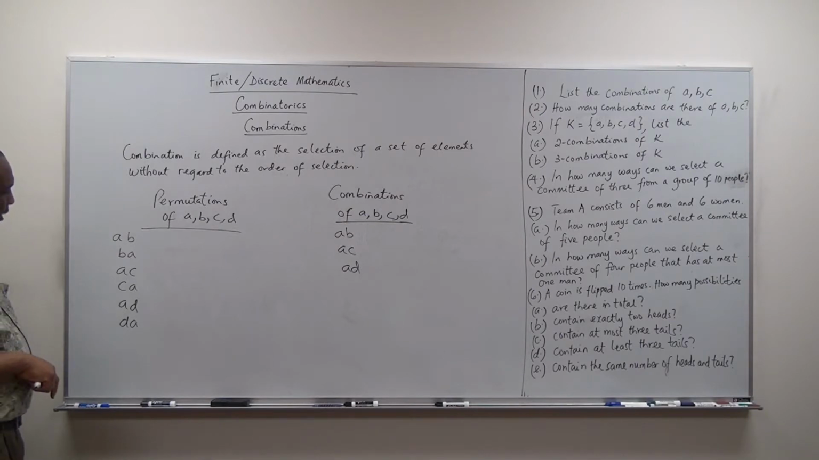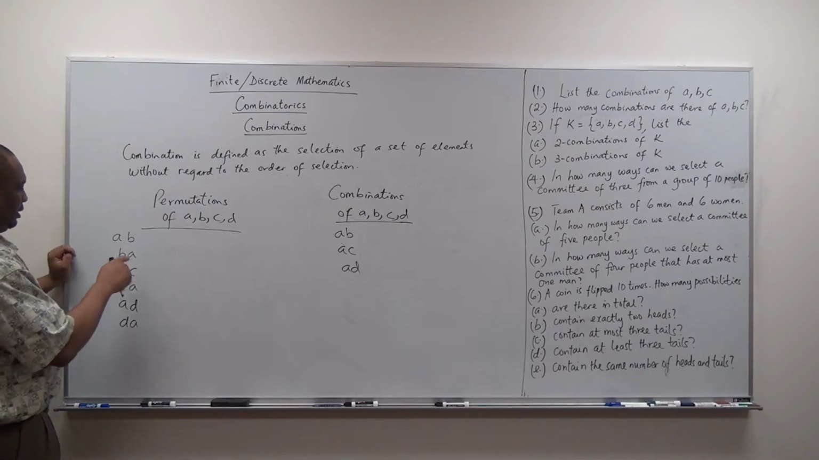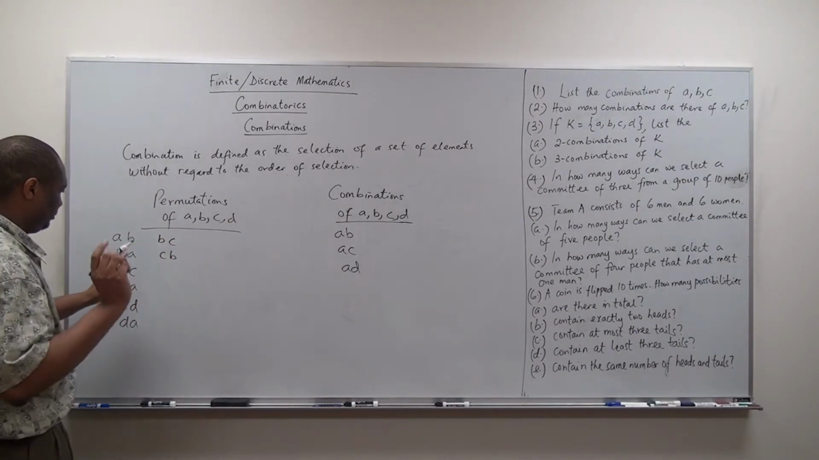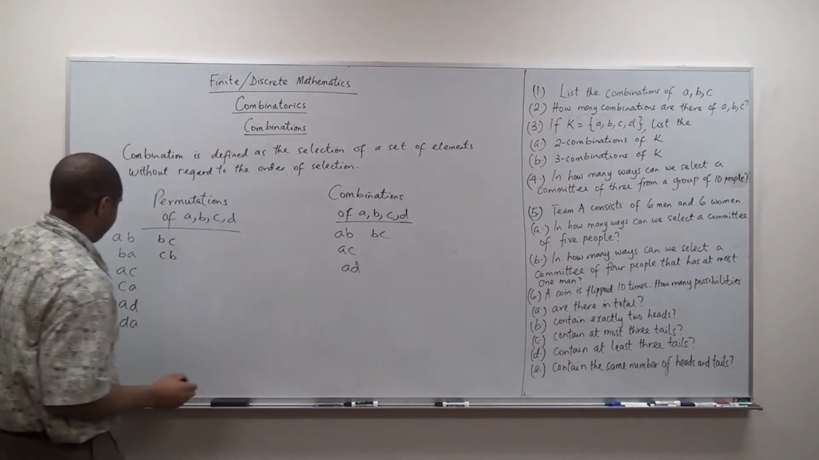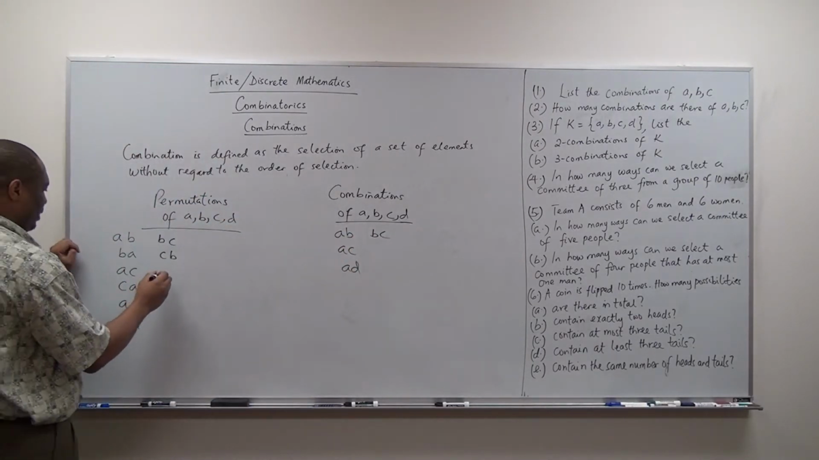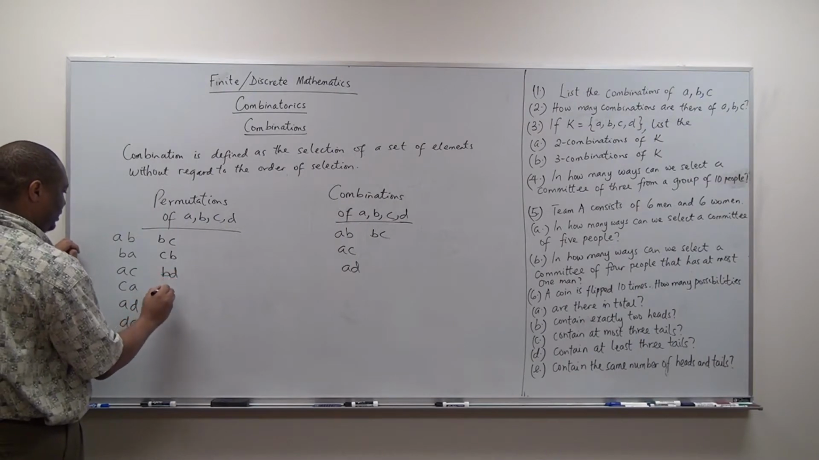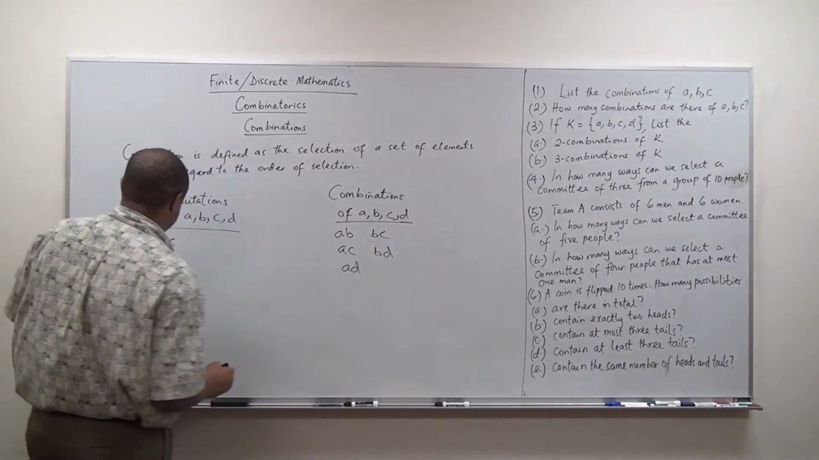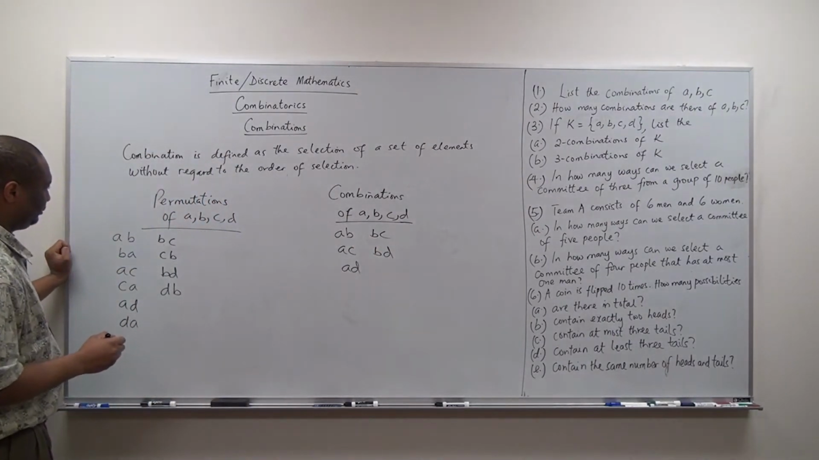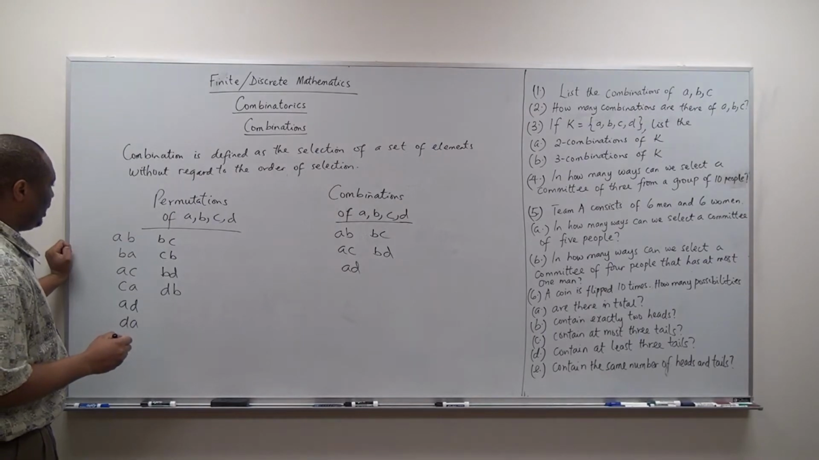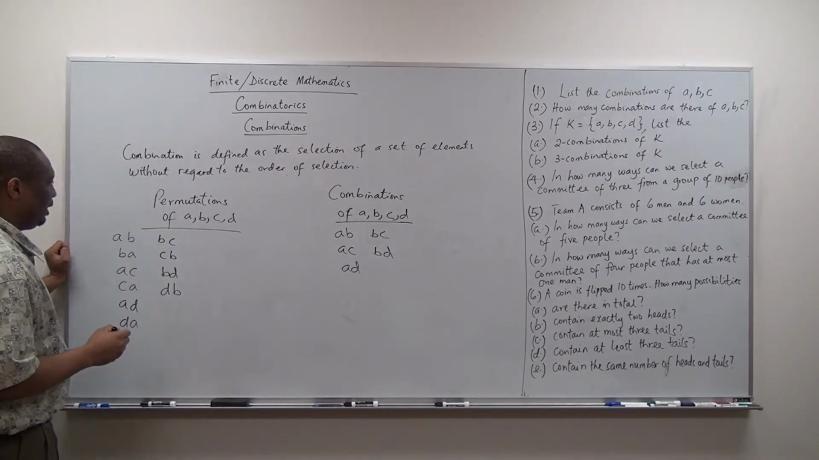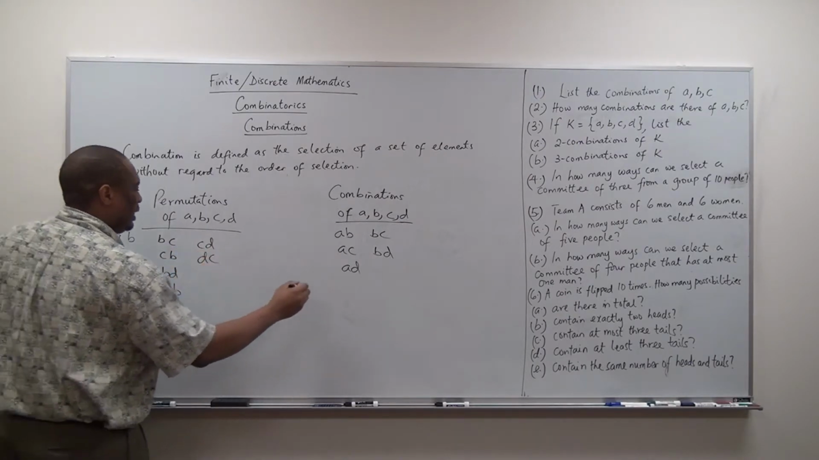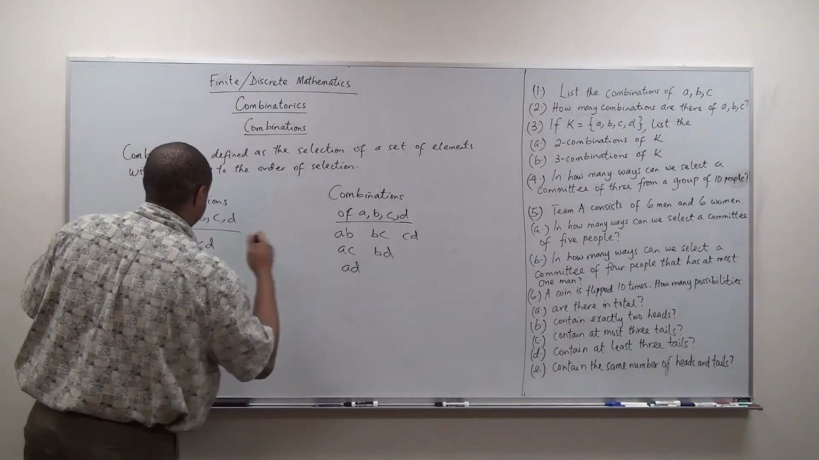So I guess we're done with the A. So let's go to the B. Here we have BC and CB. It counts as one, BC. Then we have BD and DB. Counts as one, BD. Then we have CD. CD and DC count as one, CD.